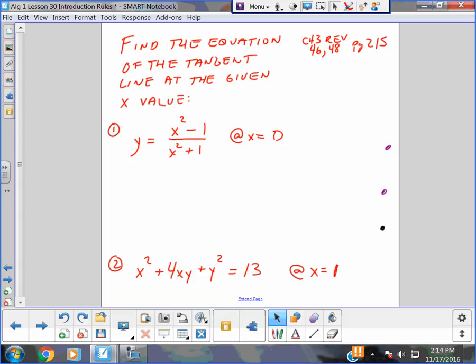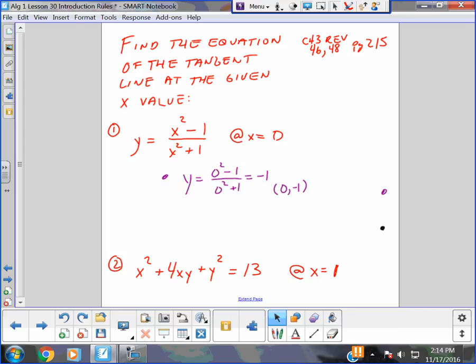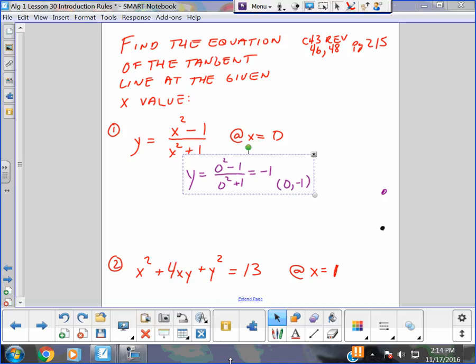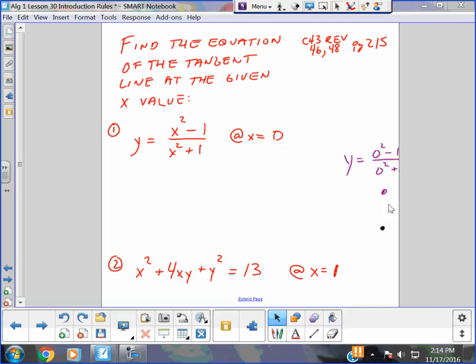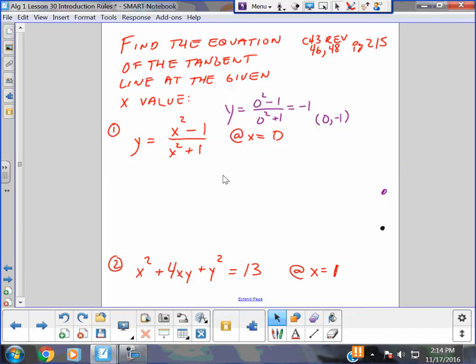When I see this, I know I need the point. First thing I want to do is plug 0 into the function. I want to plug 0 into the function and find out that my point right away is at (0, -1). That's where this graph is located, all right? So now I know the point. Now to write an equation of the tangent line, I need the slope of the tangent line. To do that, I need what? The derivative. Do you guys agree?